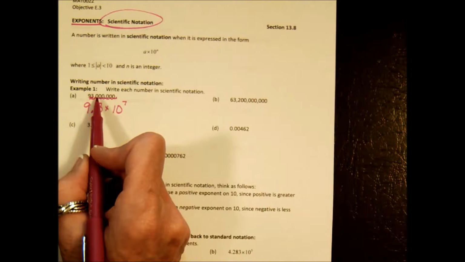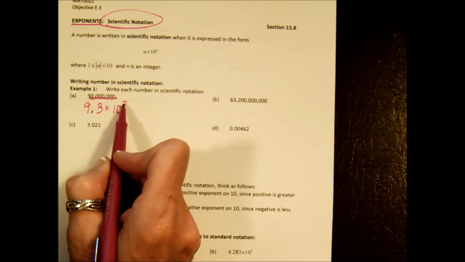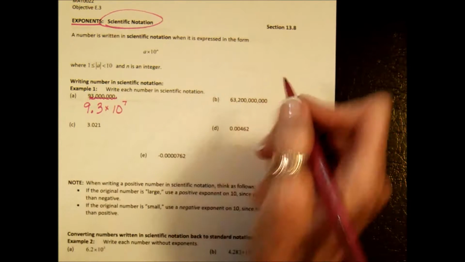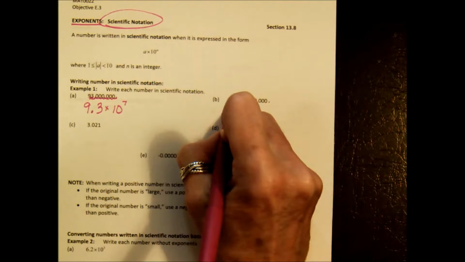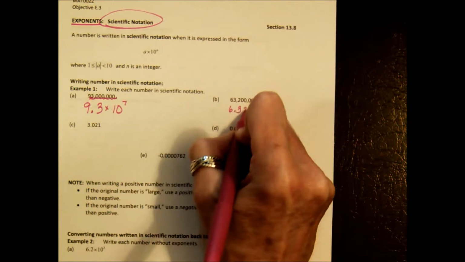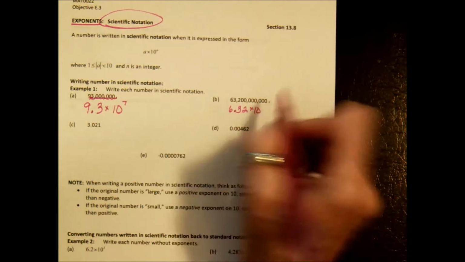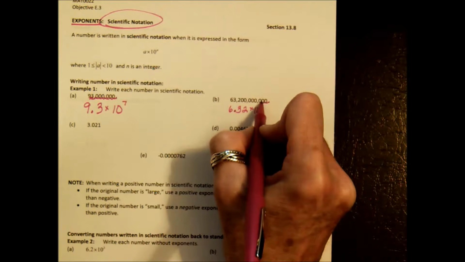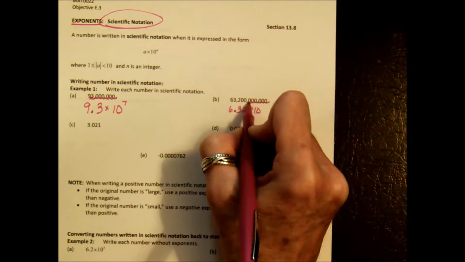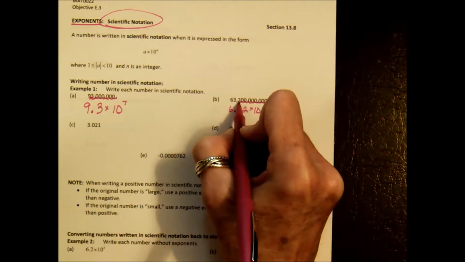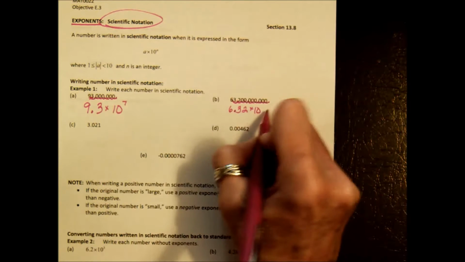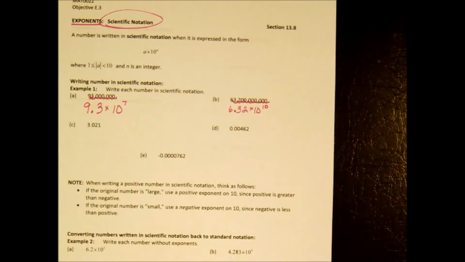Now because this number was originally large, my exponent is positive. So let's look at this one. 6.32. Notice I don't show all those zeros. Times 10 to the how many places did we move it? 1, 2, 3, 4, 5, 6, 7, 8, 9, 10. We moved it 10 places. So it's 6.32 times 10 to the 10th.